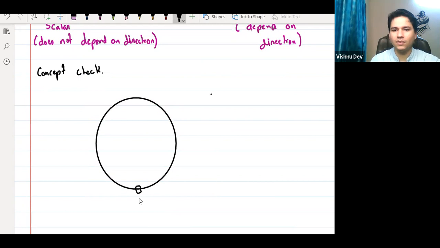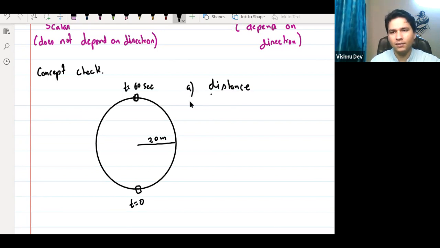So the car started from this point at t is equal to 0. The radius of this track is, suppose, 20 meter. And at time t is equal to 60 seconds, the car reaches this point. So first, what is distance? Question A: what is the distance covered? Question B: what is displacement? Question C: what is speed? Question D: what is velocity?